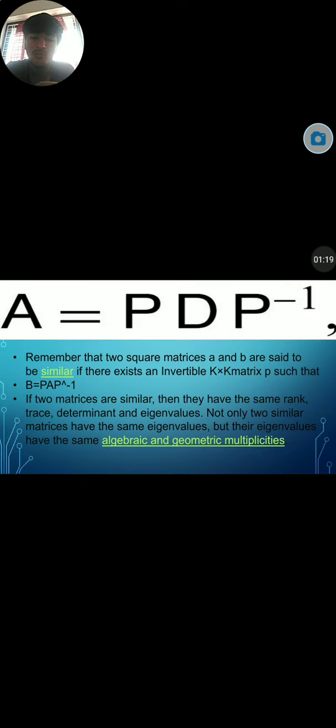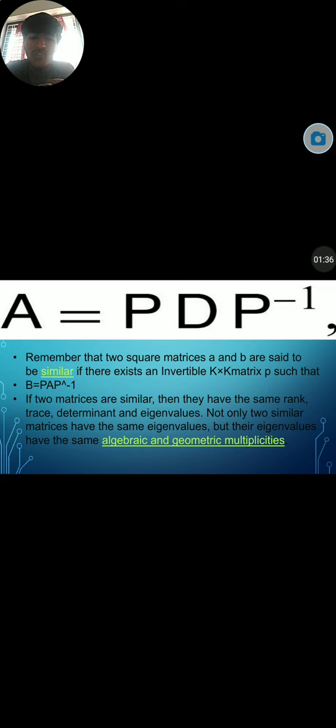So here we see the diagonalization of a square matrix. What is a square matrix? One which consists of the same number of rows and columns. Here is the formula of diagonalization: A equals P D P inverse, where P is a modal matrix, D is the diagonal matrix, and A is the original matrix given in the question.